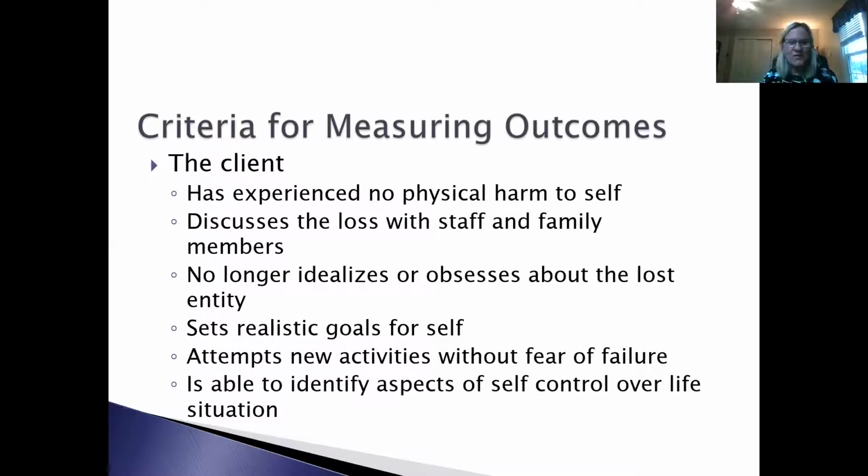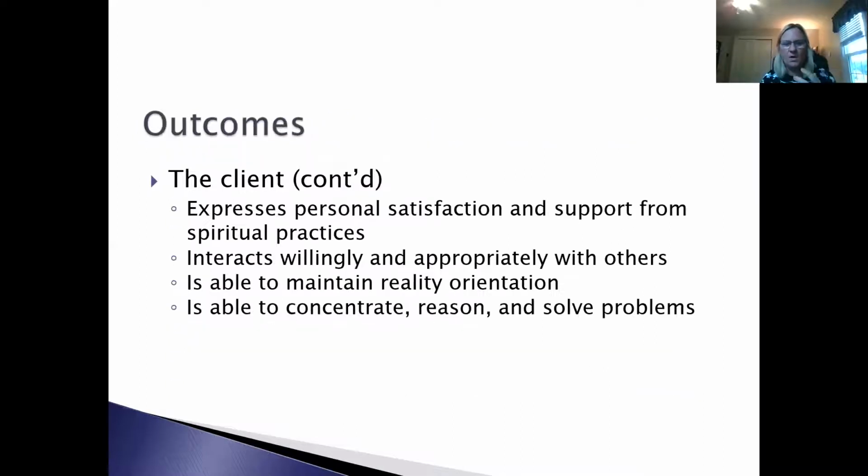So how are we going to know if our patient's getting better? We help them set goals for self. We help them with coping strategies. We help them try to grasp that there are certain things that they have control over. So this is how we will know if our patient is getting better.